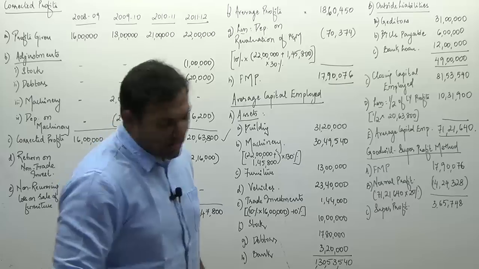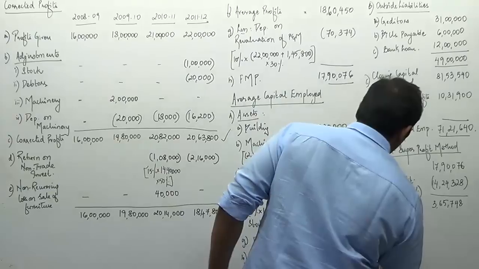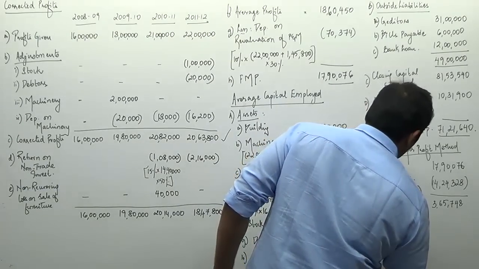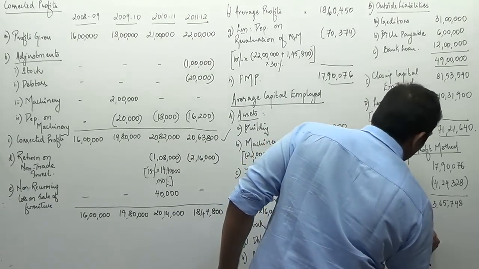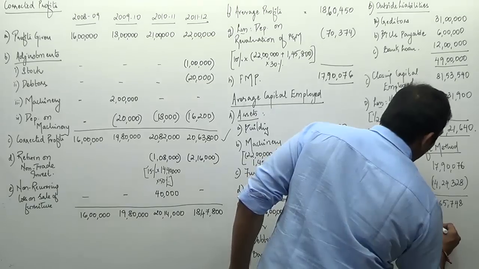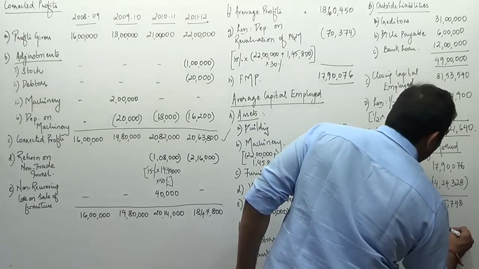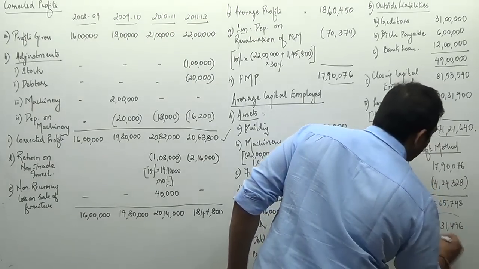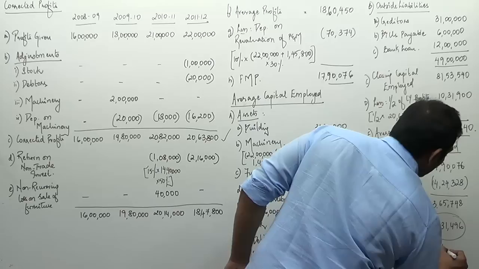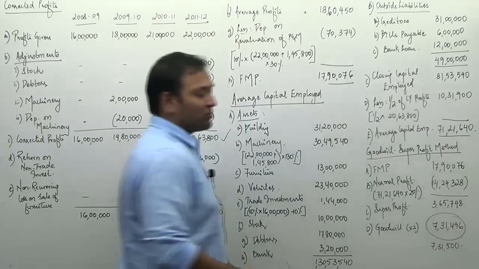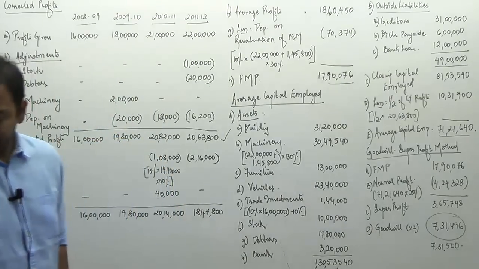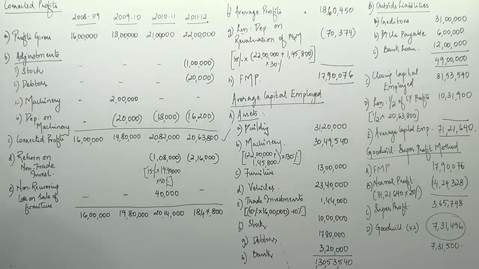How many years purchase is goodwill? 2. So multiplied by 2, this will be 7,31,496. Guys, you can round it off to 731,500 also if you want, no problem. And 4 rupees of difference. Fine. I leave that option to you. If you want, you can take it as 500. But I can guarantee you that your figures will not be so round also. But still, it's better to take it as 500.